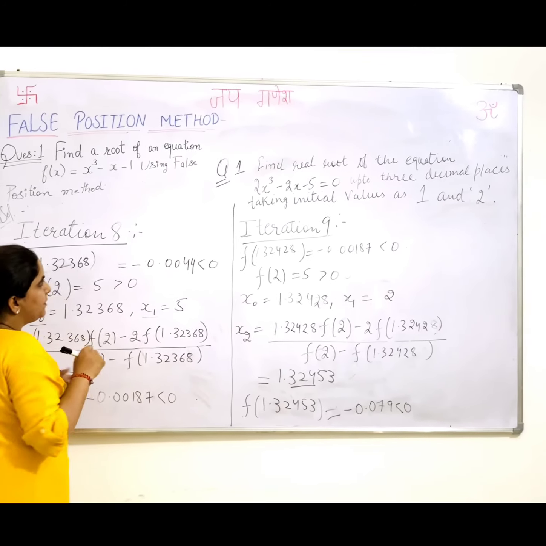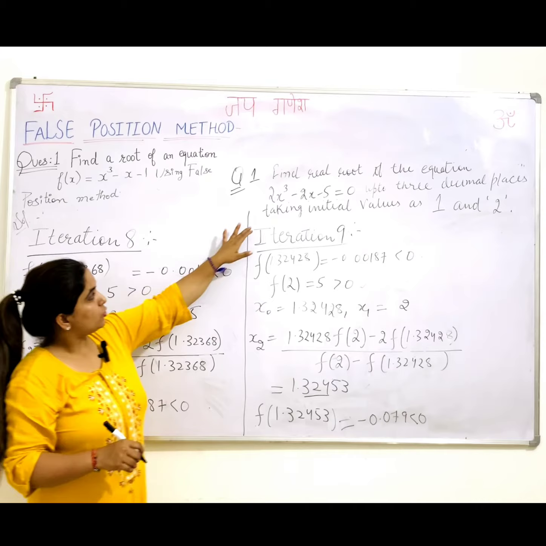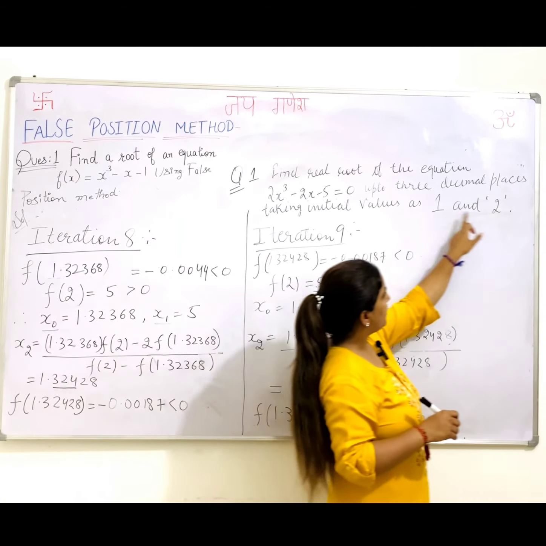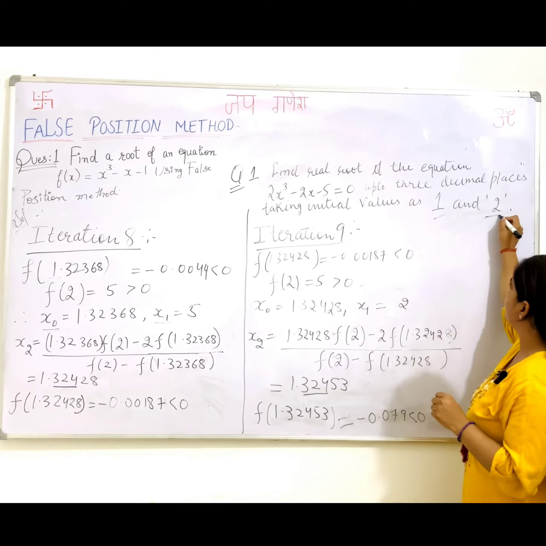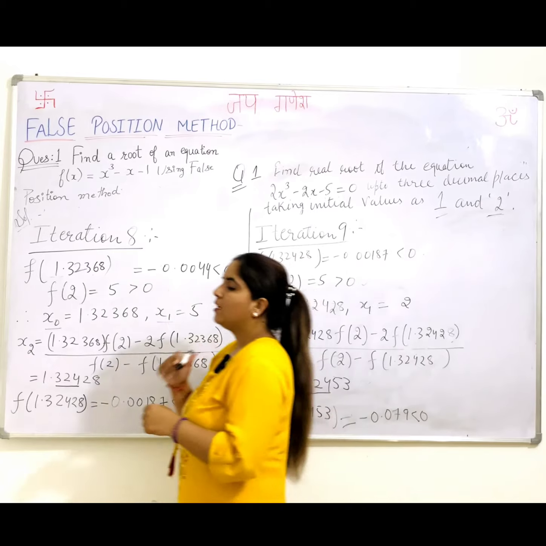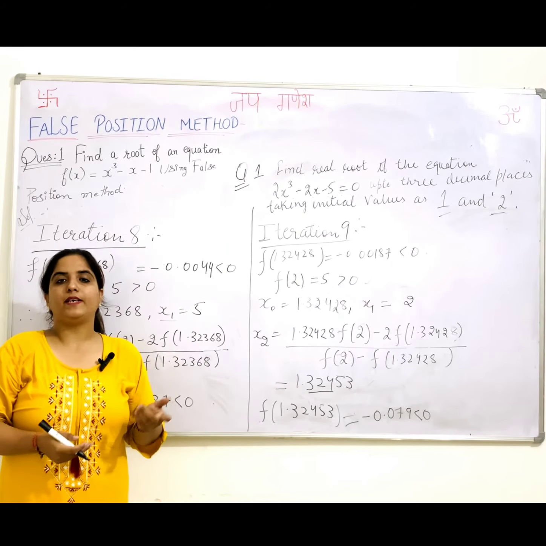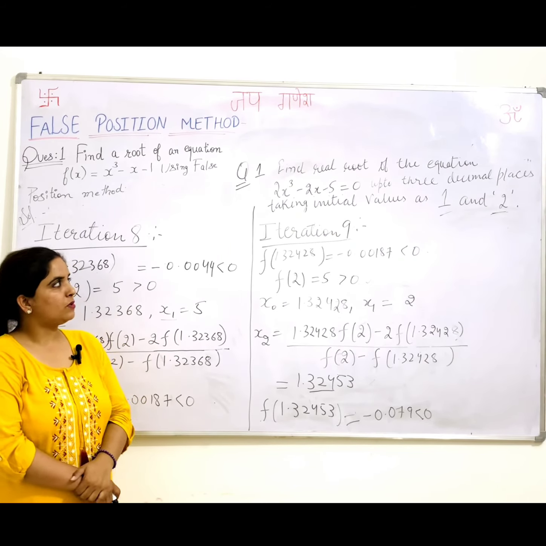So what is the difference between this question and the previous one is, here in this question you need not use hit and trial method. The initial values for the first iteration are already given in the question. So try to solve this. If you have any issue, you can leave a comment in the comment box also. If you want to ask, you can contact us also.